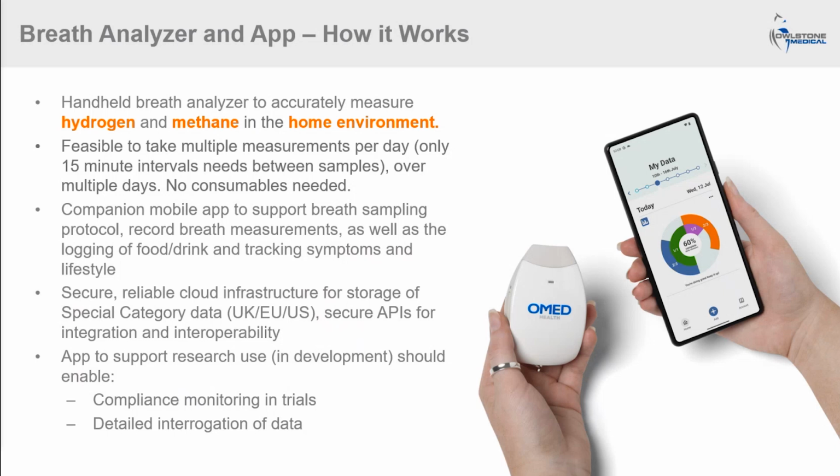So the OMED device is this little handheld thing here that you can see on this screen. It works in concert with an app. And this device basically quantitatively analyzes hydrogen and methane in the home environment. It's a device that can be used per person. So it's a thing that you send to an individual, and they can take multiple measurements of hydrogen and methane per day. Really, your only limitation is there has to be a 15-minute interval between different breath samples.